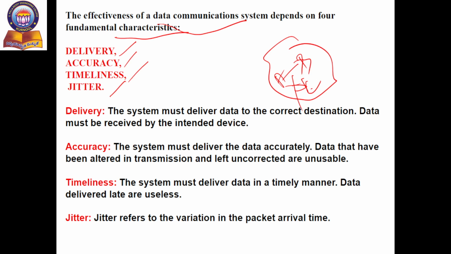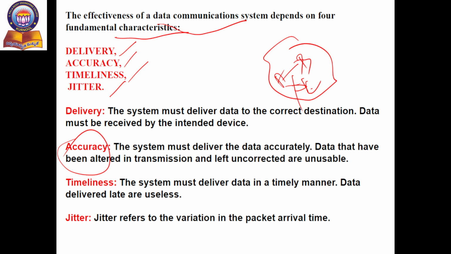And what about accuracy? There is one more characteristic, accuracy. The system must deliver the data accurately. What does accurately mean? Accurately means the data has not been altered at any place in the transmission. Alteration didn't happen. Sometimes we name it accurate also. The system must deliver the data accurately to the destination system.